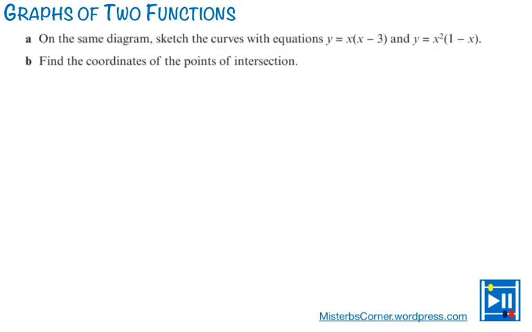Now, let's look at this example. On the same diagram, sketch the curves with equations y equals x times x minus 3, that's a quadratic, and y equals x squared times 1 minus x, that's a cubic function. And find the coordinates of the points of intersection. Now we'll come to that. Let us first have these graphs sketched.